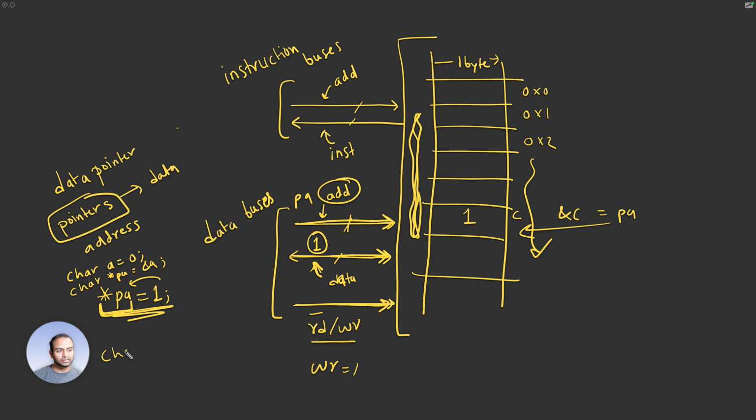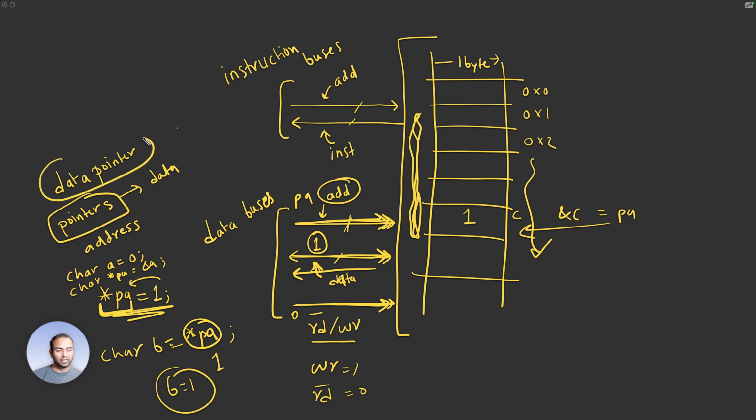Similarly, if we were to do, let's say, char p equals star pa now, in this case, the number contained within pa will be sent onto the data address bus, and this time around, the read line would be set to 0, and the data actually would be fetched out. And so this part will become 1, so p is 1, and this in itself translates to more writes into the memory. That's another story.